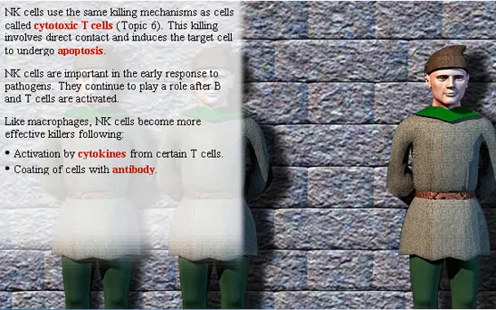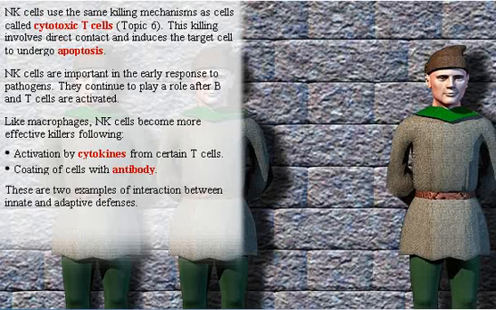Likewise, coating cells with antibody makes them better targets for killing by NK cells, just as coating pathogens with antibodies makes them better targets for phagocytes. These processes show how innate and adaptive host defenses work together to protect us from infections.